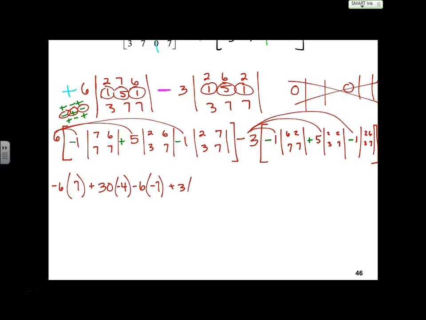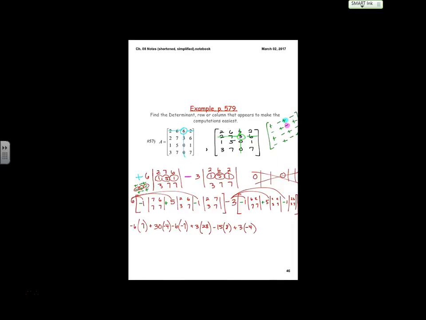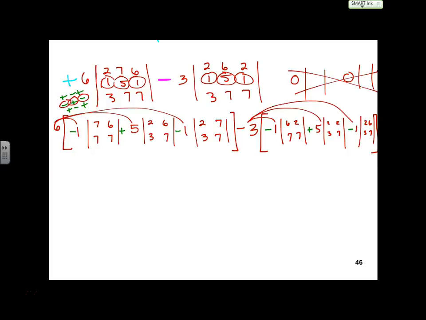Plus 3 times 42 minus 14. 28. Minus 15 times 14 minus 6 is 8, right? Plus 3 times 14 minus 18, negative 4. Ouch. My friend, 18. Oops, I just totally switched the page without meaning to. I apologize. One little mistake.